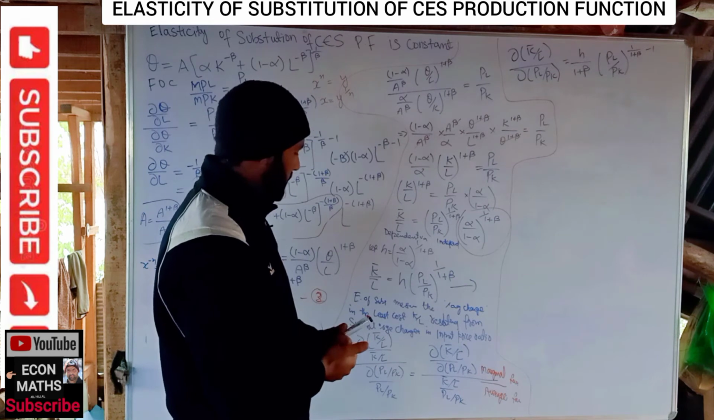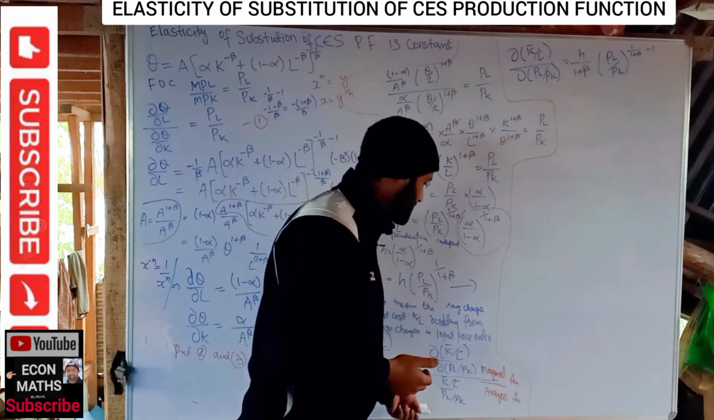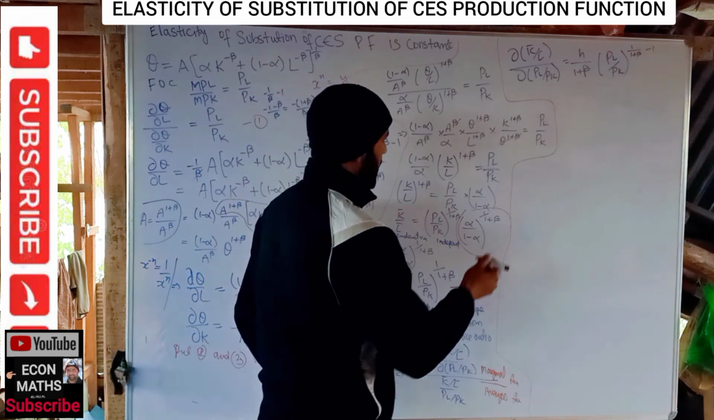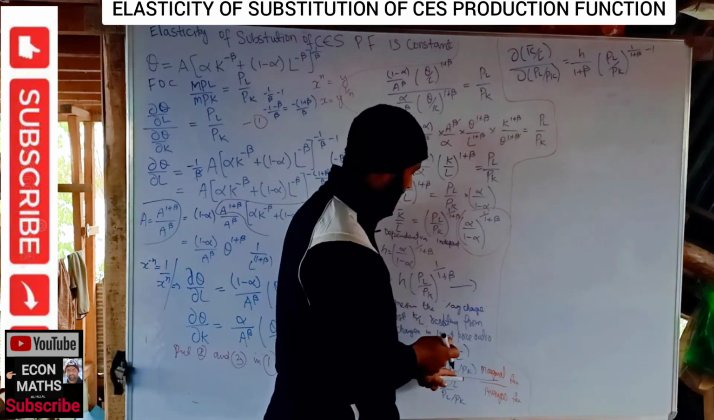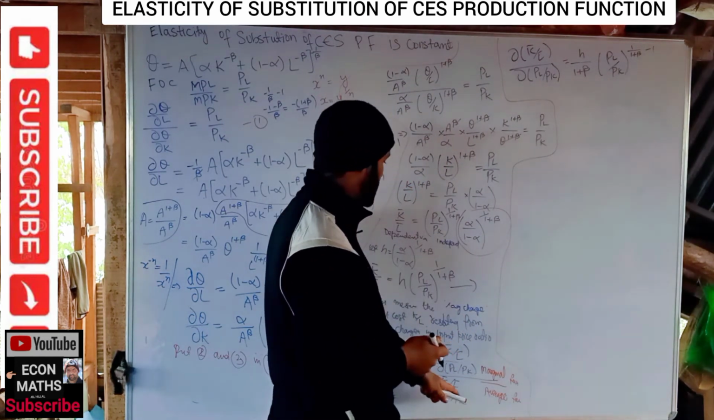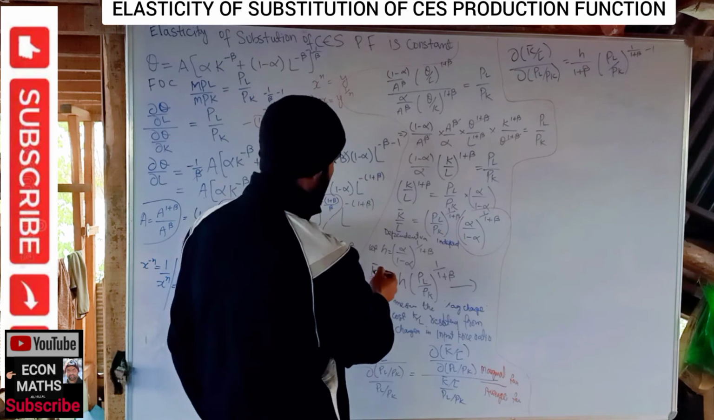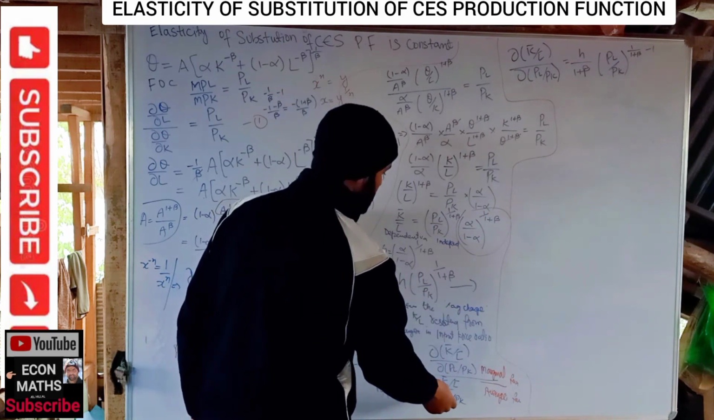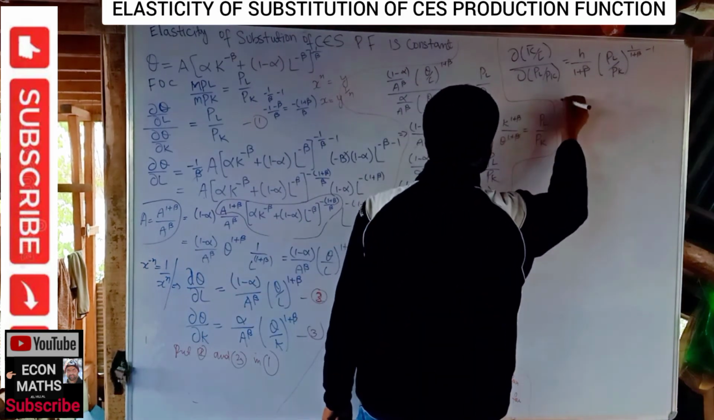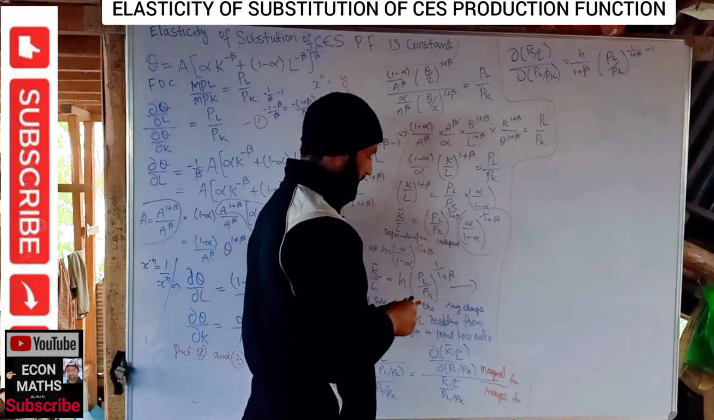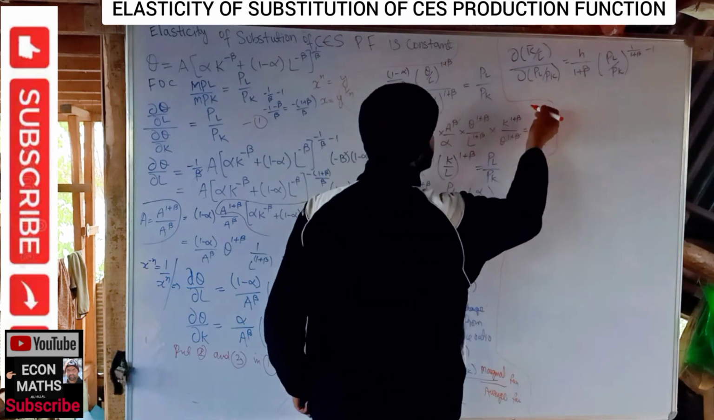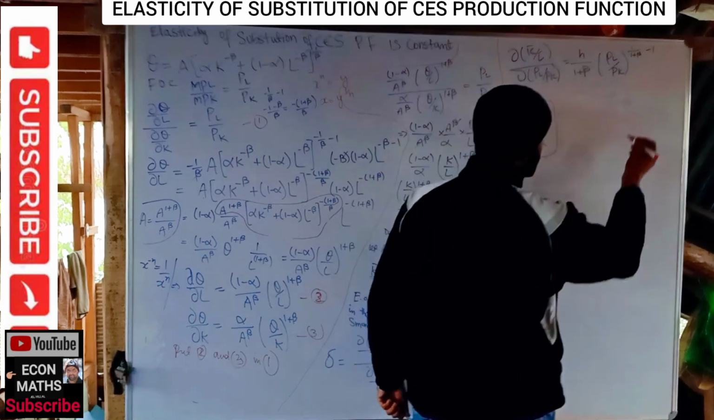Similarly, we will see the average function here. Now the average function is K by L divided by PL divided by PK. This is our K by L, this expression, divided by PL by PK. That means, so I will write it here. This is our marginal function. This is the marginal function.